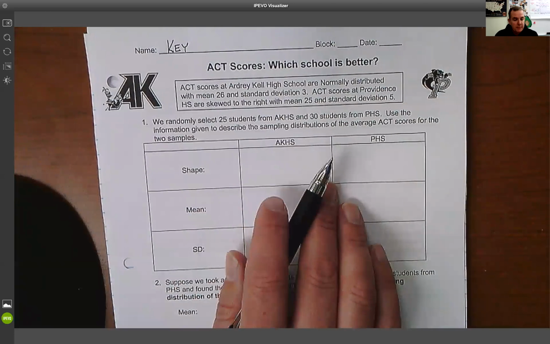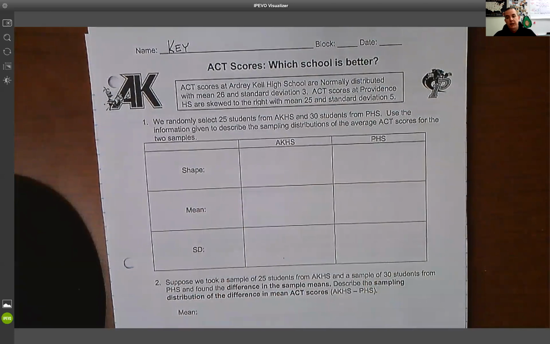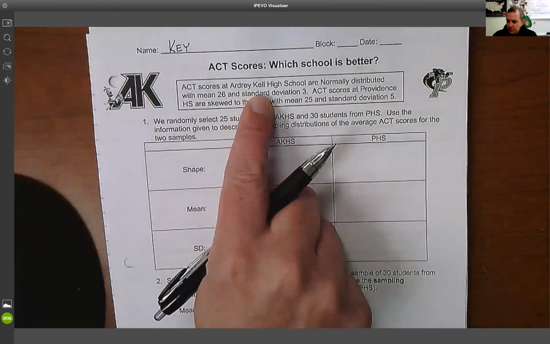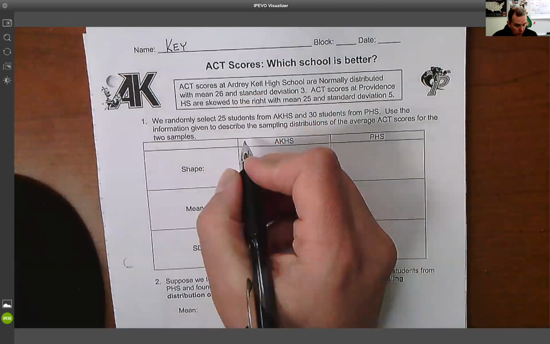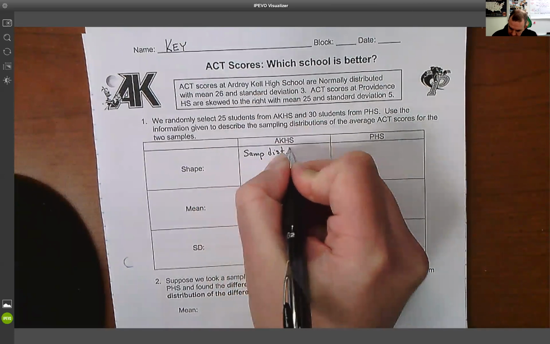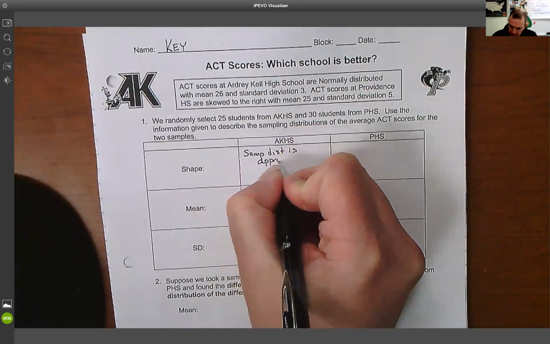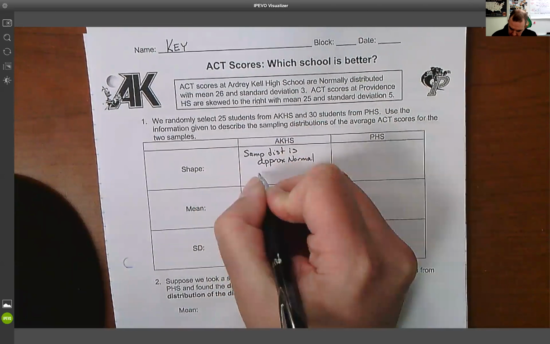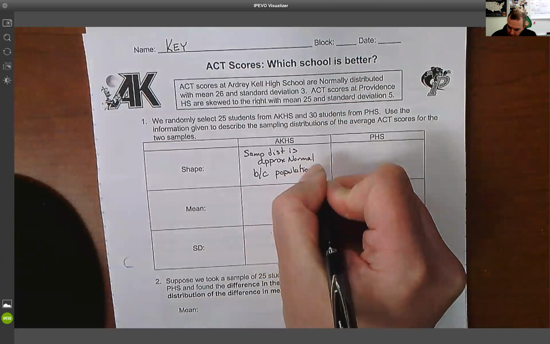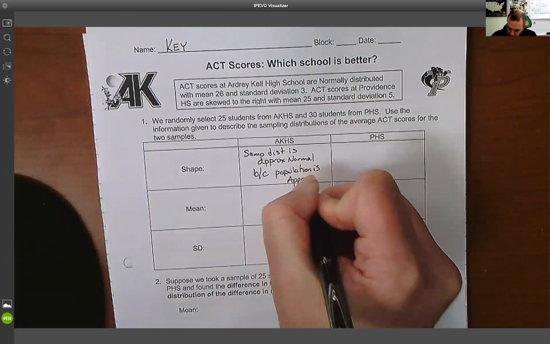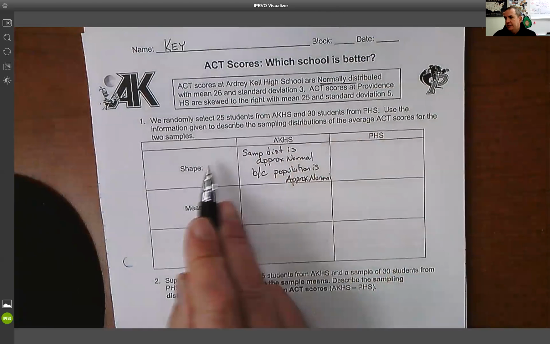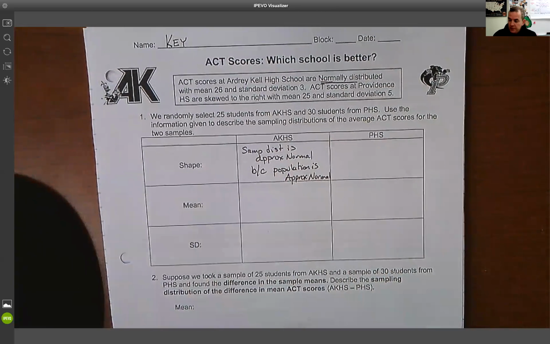To determine shape, there are two checks. The first check is if the population is normally distributed, our sampling distribution is normally distributed. In this case, Ardrey Kelly High School is normally distributed, so I can say that the sampling distribution is approximately normal because the population is approximately normal. Because it says normally distributed here, all of the sampling distributions are going to be normal.